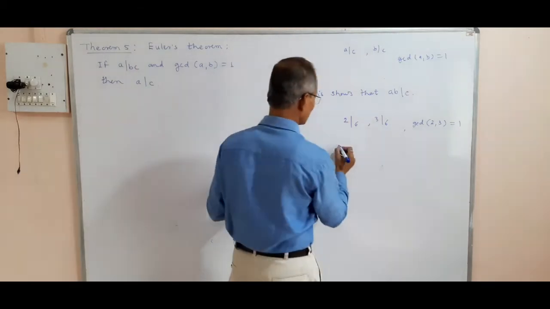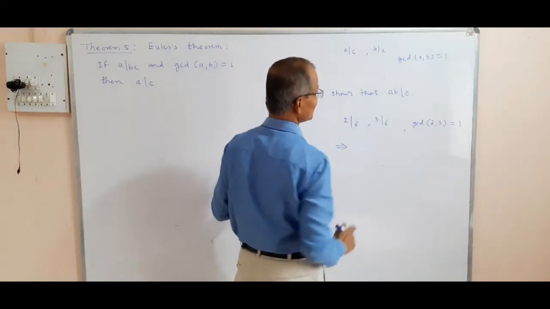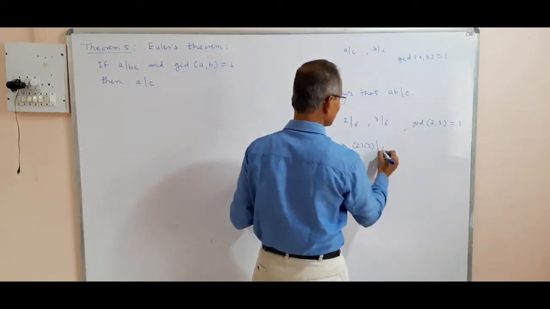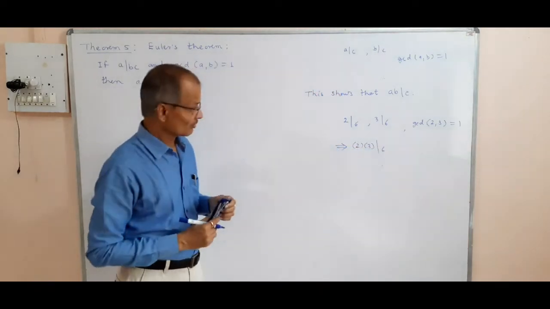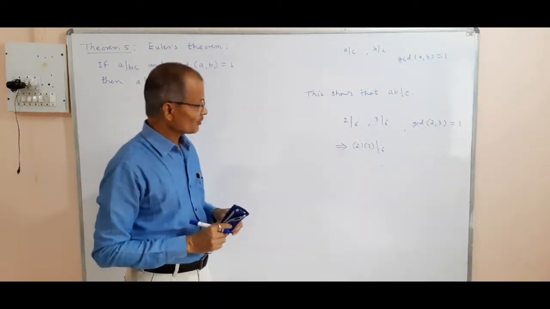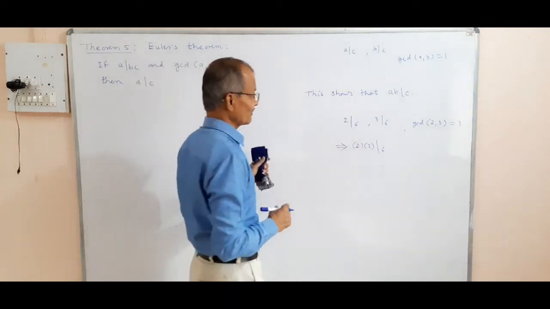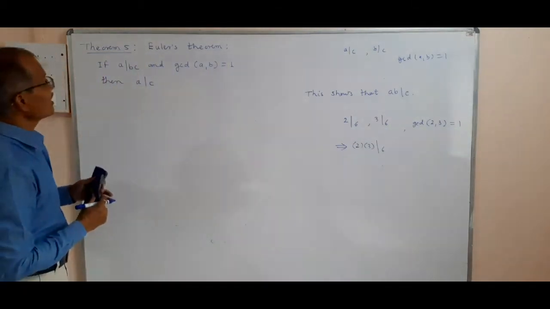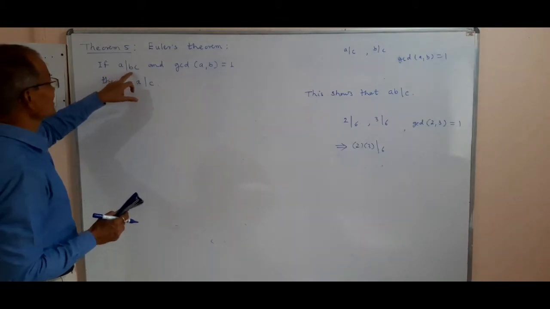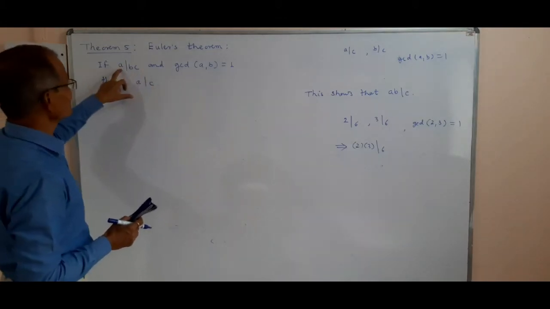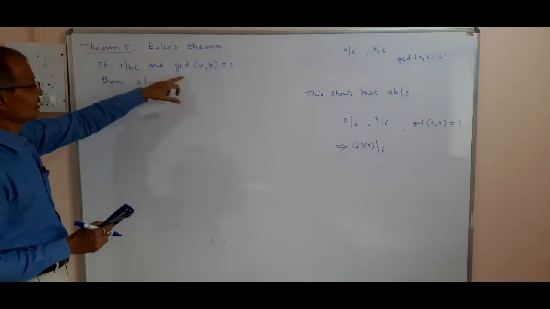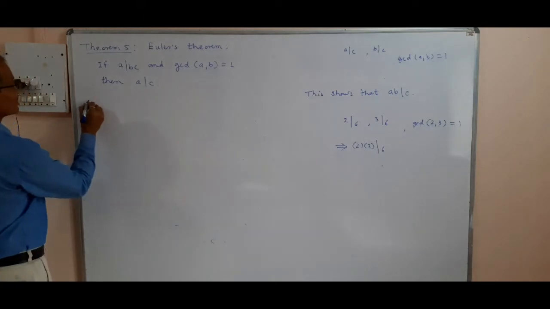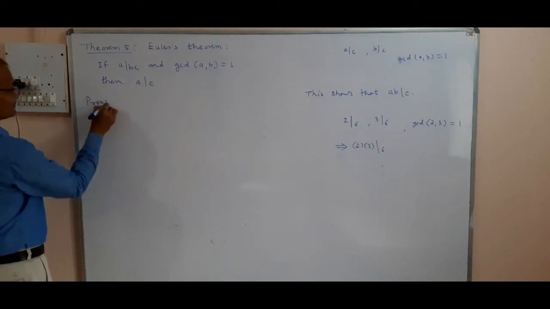So this satisfies the theorem's condition. Then what this must show is that A into B must divide C. That is 2 into 3 must divide 6. 6 divides 6. Or any other example you may consider and verify this. So taking an example, you should verify the result. Now what is the meaning of this result? A divides B into C, and the GCD of A and B is 1, relatively prime, then A must divide C. So write the proof for this.